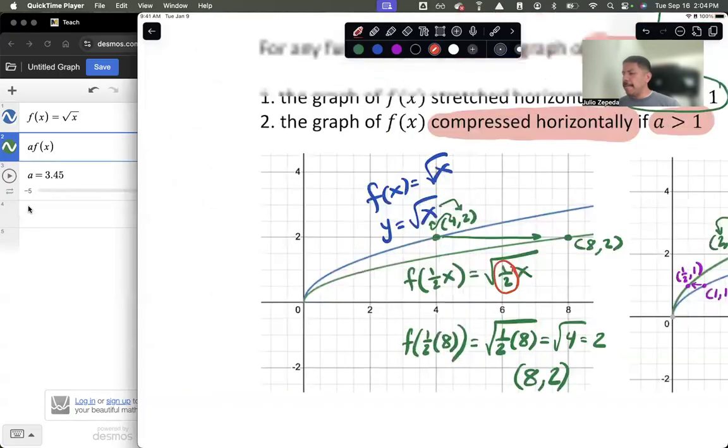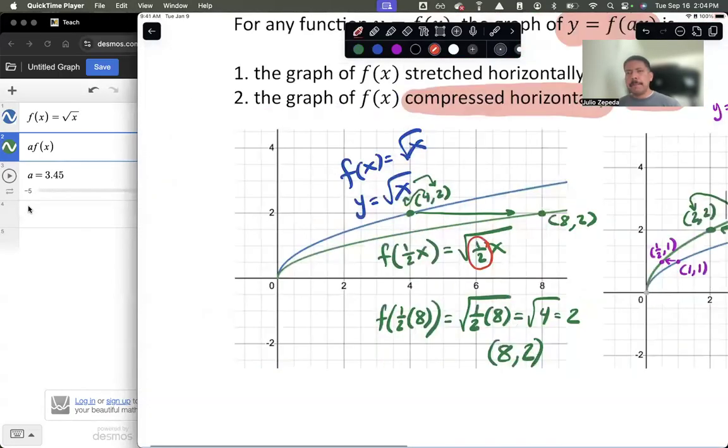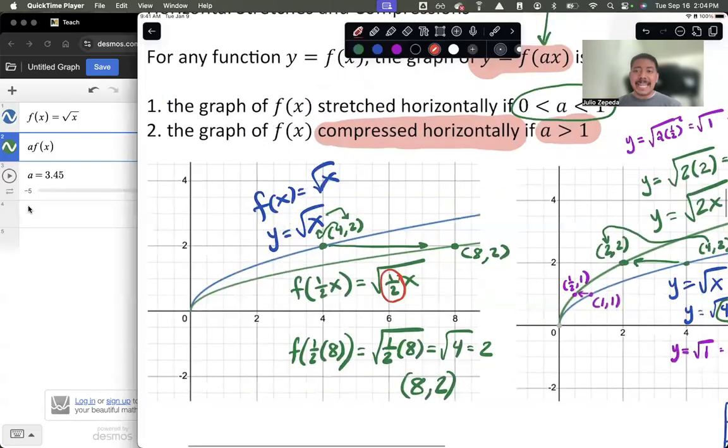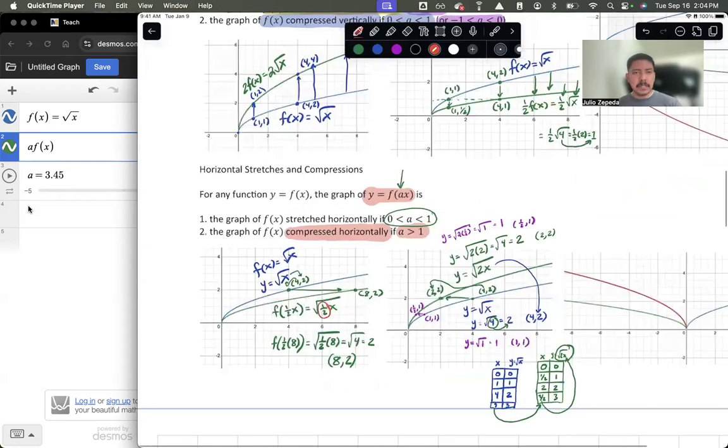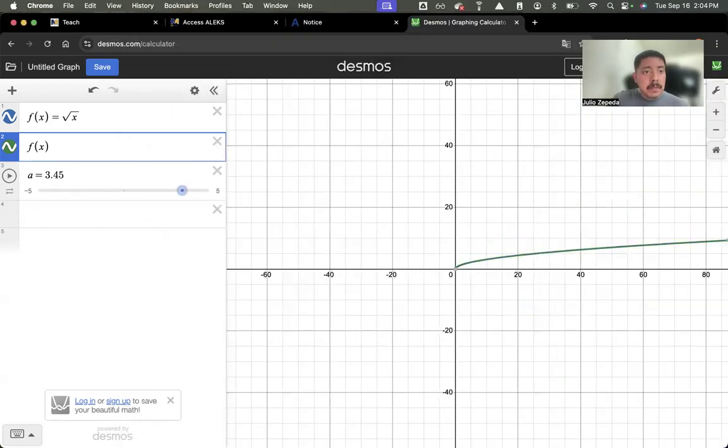I didn't put the negative case here, but if a was less than -1 instead of greater than 1, it's going to be compressed horizontally and reflected about the y-axis. We showed pictures of that there. Let's go ahead and take a look on Desmos here. We'll put the A at 1 just to see.